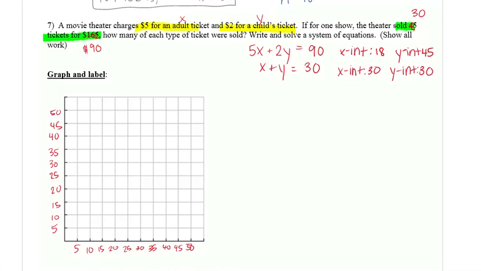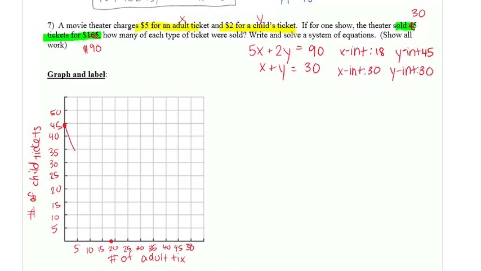We do want to make sure we label, so I said my X was number of adult tickets. My Y is number of child tickets. Okay, so my first one, I have an x-intercept of 18, so that'd be about there. Try to get as good as we can. And our y-intercept is 45.